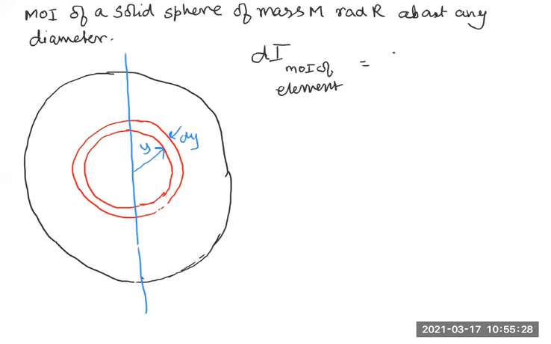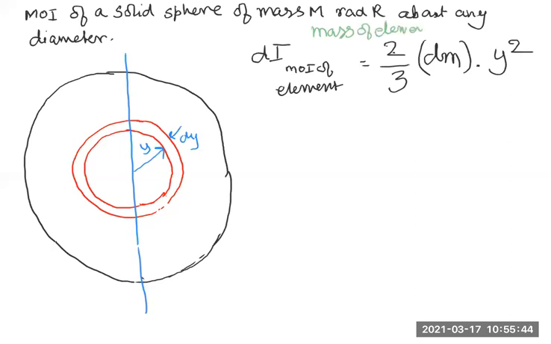So this will be equal to 2 by 3 into mass of the element into radius of the element whole square. You must be very, very clear about this. So we have the mass of the element here, and this is the radius of the chosen element. So now we want an expression for dm.